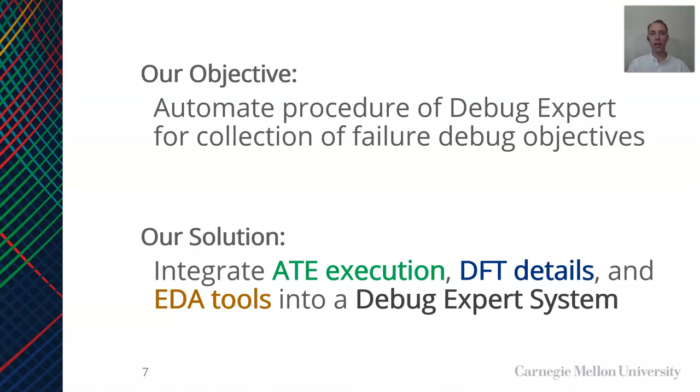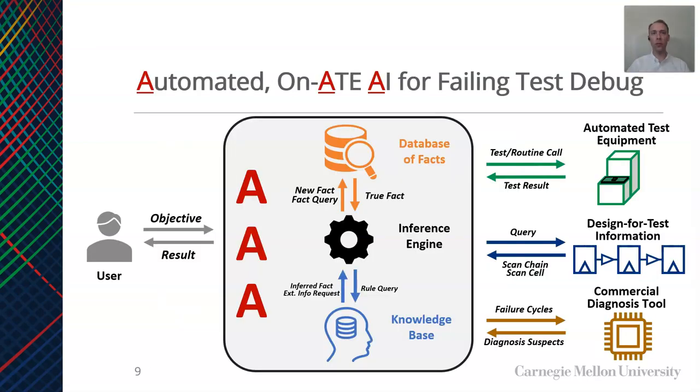Our proposed solution is to integrate the many required sources, specifically ATE's ability to execute tests and collect data, DFT's ability to interpret the results of that data, and EDA tools' ability to incorporate low-level design information, all into a full expert system for failing test debug. With this, we propose AAA, Automated on-ATE AI for failing test debug.